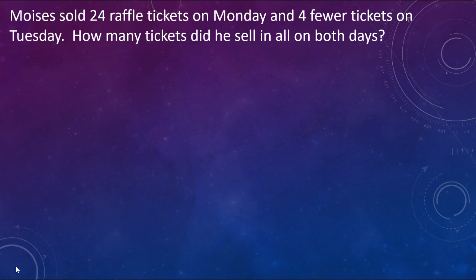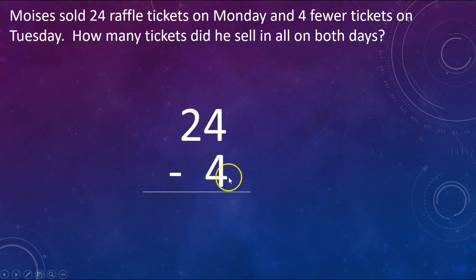Alright, let's compare our answers here. First, you need to find out how many tickets he sold on Tuesday. And we do that by subtracting 24 minus 4. I lined up my 1s and my 10s here. What is 4 minus 4? 0. And we bring down the 2. And our answer is 20.